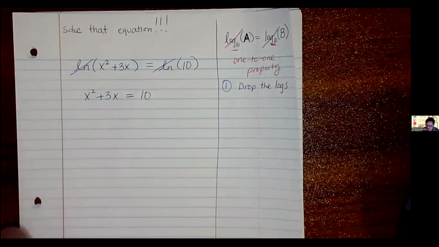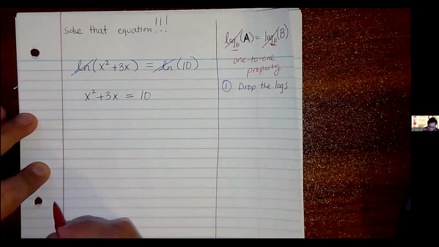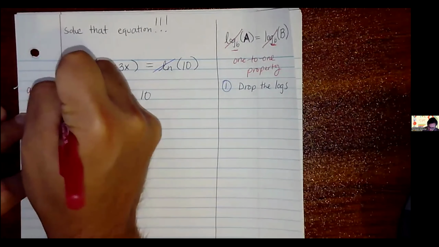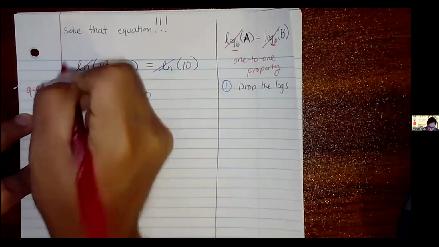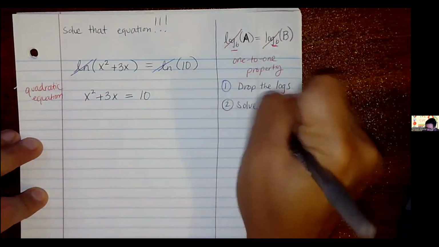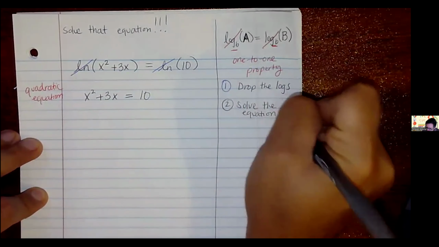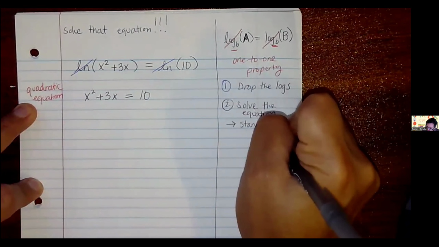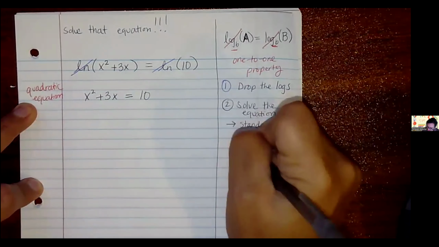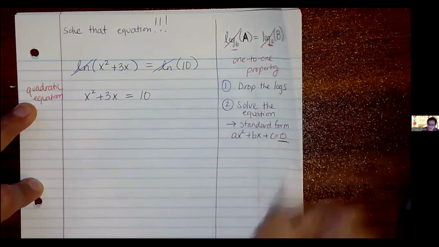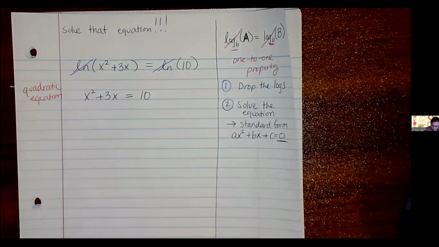Can you guys tell me, what kind of an equation is this? Yeah, that's a quadratic equation. So in the interest of not losing anybody here, the next step is to solve the equation. It happens to be a quadratic, and so you need to get this into standard form, which remember that's ax squared plus bx plus c equals 0. So we're trying to get this equal to 0. So what do I need to do next?